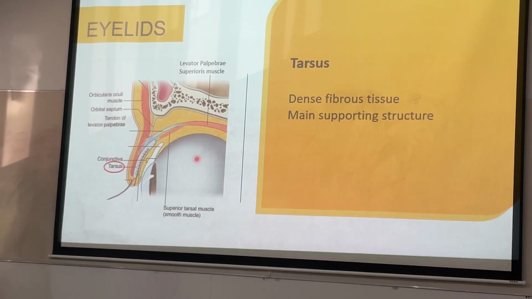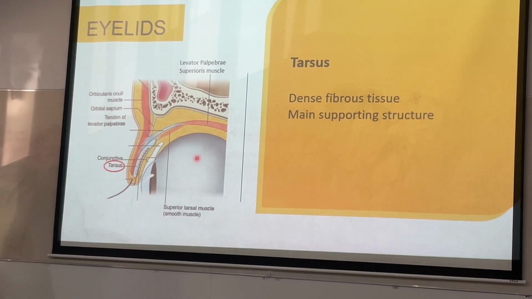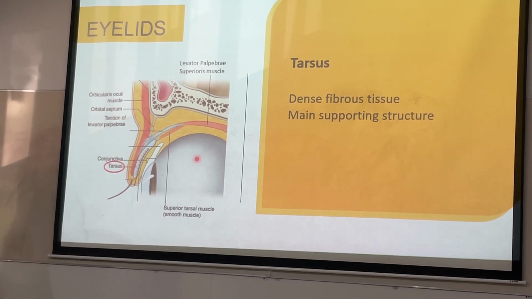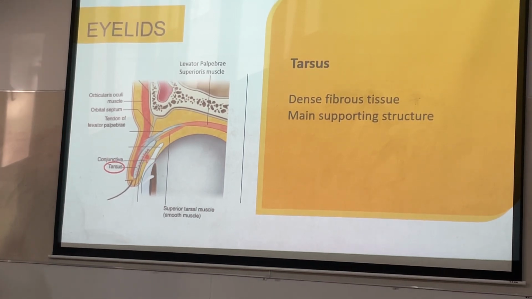Next structure in the eyelid is your tarsus. So this is a dense fibrous tissue which gives shape to your eyelids, and it's mainly a supporting structure. So here, behind the muscle in the lower part, there's a fibrous tissue, so that is known as your tarsus.